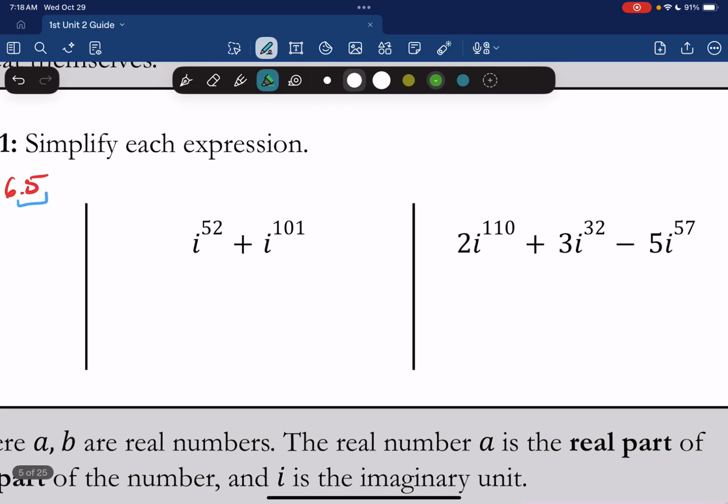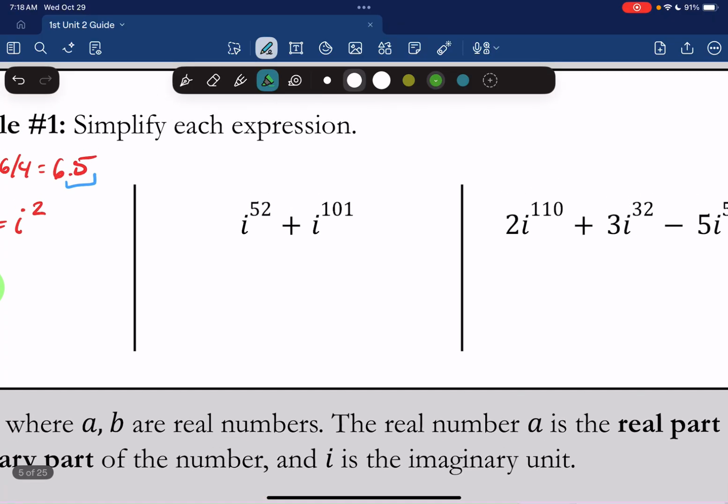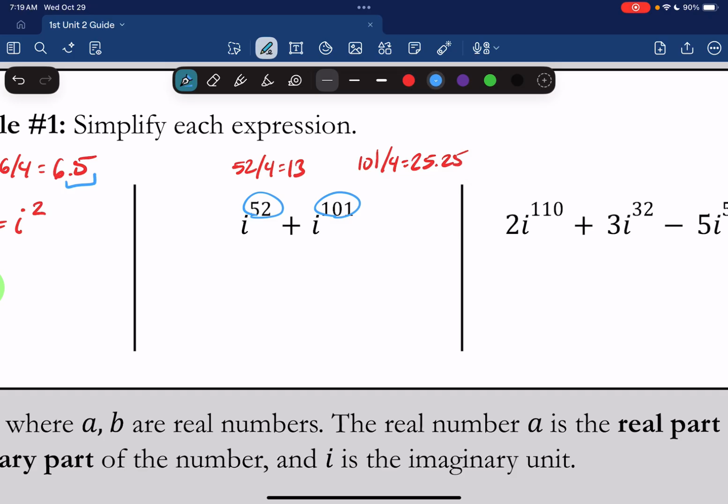We can also add these values together. So i to the 52 plus i to the 101, same thing, I'm going to take these exponents and divide. So I know 52 divided by 4 is 13, a whole number. 101 divided by 4 is 25.25. So I look at my decimals. My first one has no decimal, so this is equivalent to having $1 whole because there's no decimal on that. So this is equivalent to i to the fourth. And then my second one has that decimal of 0.25, so this is equivalent to i to the first power because it's like having 25 cents, 1 quarter.